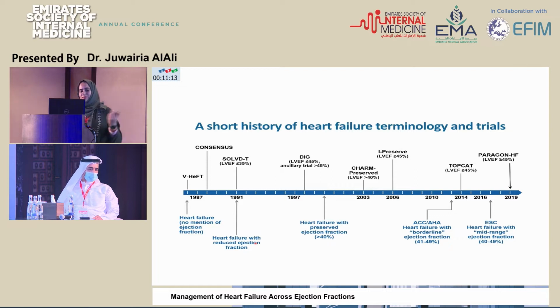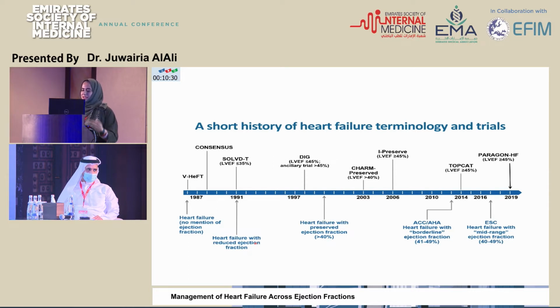So, a short history of where we came up with ejection fraction. In the 1980s, there was mention of heart failure as a clinical syndrome. There was no mention of ejection fraction. And as we move forward through the years, with lots of trials coming up in the 1990s, we started to talk about heart failure with reduced ejection fraction, with ejection fractions of less than 35 or less than 40, depending on which study you're looking at. And then around the year 2000, you have patients with preserved ejection fraction. So now we classified whoever is not reduced ejection fraction to be preserved ejection fraction.